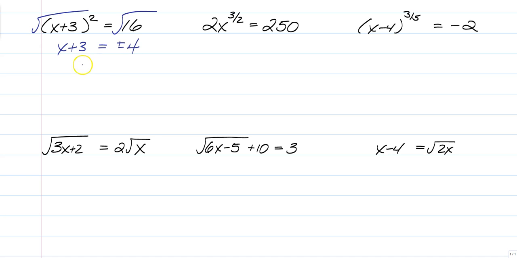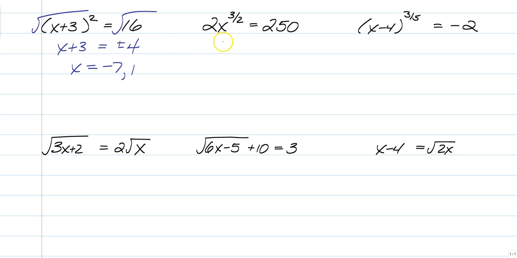Subtract 3 from both sides and you'll end up with x is equal to negative 7 and a positive 1. So now this is one where if you check, negative 7 plus 3 is going to give you a negative 4 squared is 16, and 1 plus 3 is 4 squared is also 16. So this example works for both.